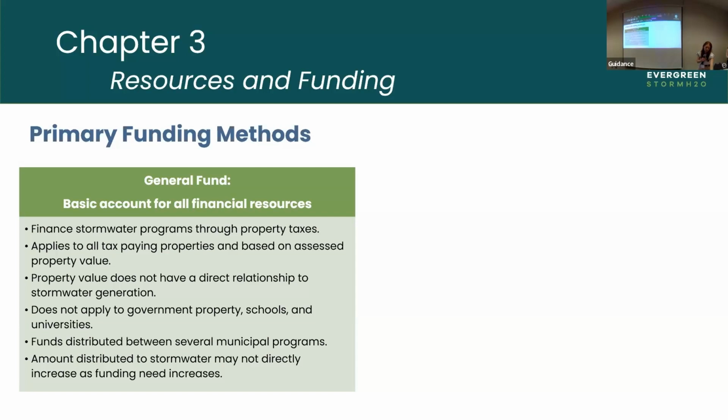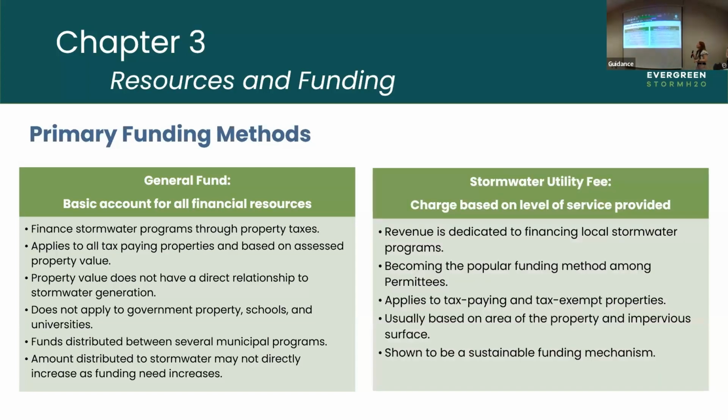What we have seen as being the more traditional route now is actually developing a stormwater utility fee. This is a utility fee that is based on the services that are provided. We're much more familiar with this. This is again like your water, your electricity, or your wastewater. So this revenue is dedicated solely to stormwater management. Like I said, it's becoming the popular method, and this applies to tax-paying and tax-exempt properties. There are a couple of different ways that these stormwater utility fees are generally calculated, which we'll walk through in a second, but it has been reported to be a sustainable funding source for these programs.